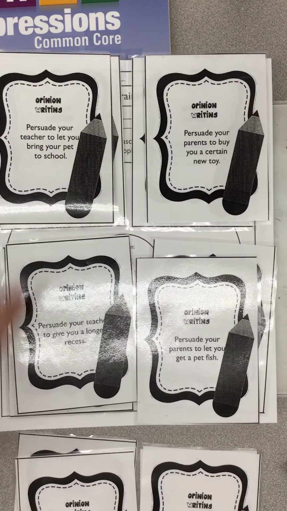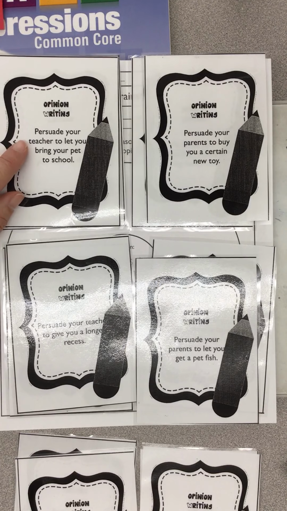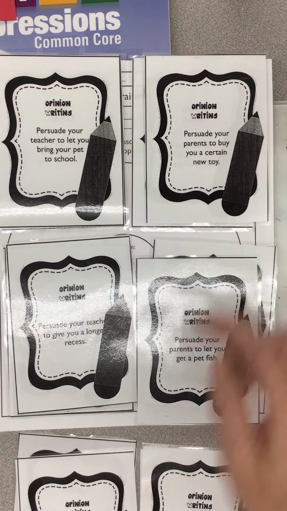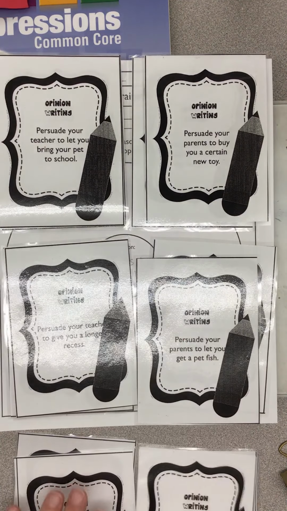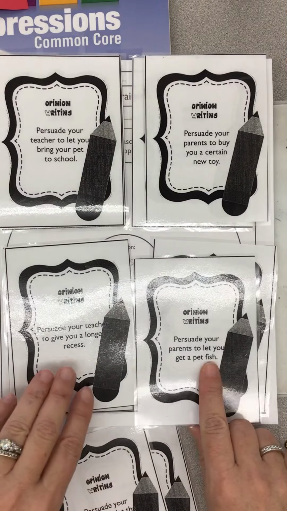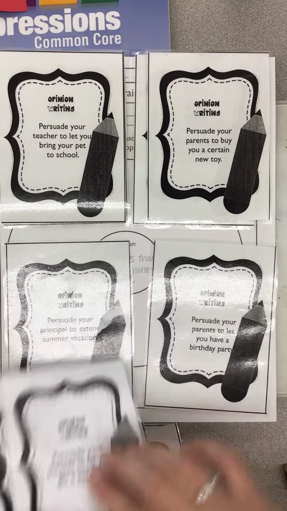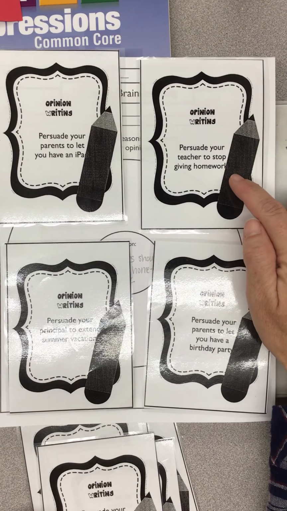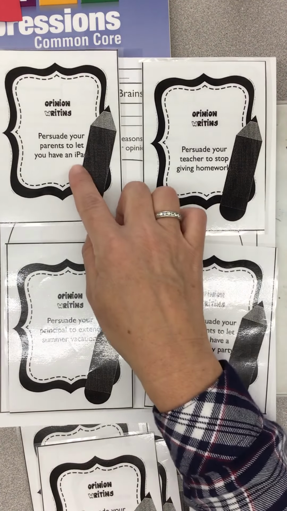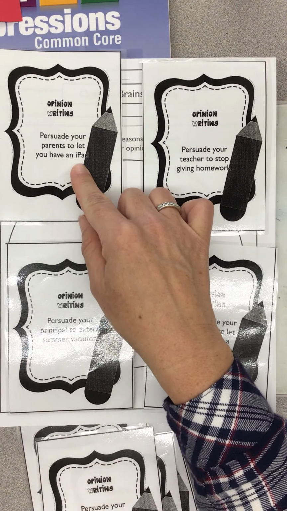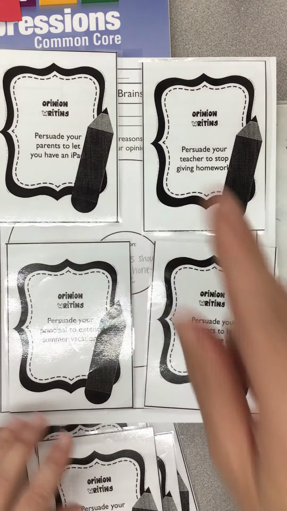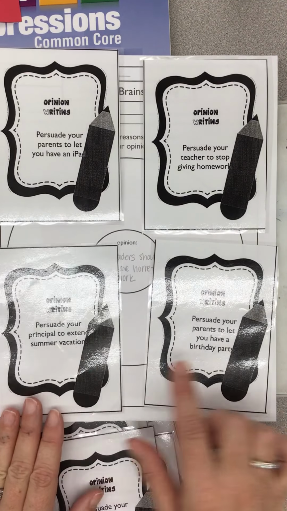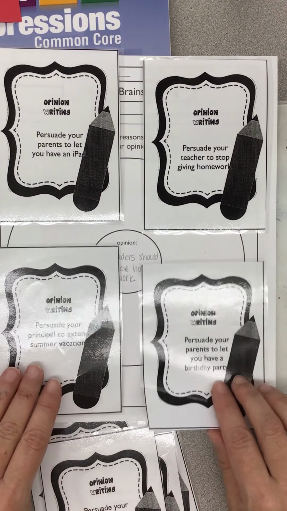Persuade your teacher to let you bring a pet to school. Persuade your parents to buy you a certain toy. Persuade your teacher to give you a longer recess. Persuade your parents to let you get a pet, maybe a fish, maybe a dog that we just talked about. Persuade your teacher to stop giving homework. Persuade your parents to let you have an iPad or maybe some other piece of technology. Persuade your principal to extend summer vacation. Lastly, persuade your parents to let you have a birthday party.